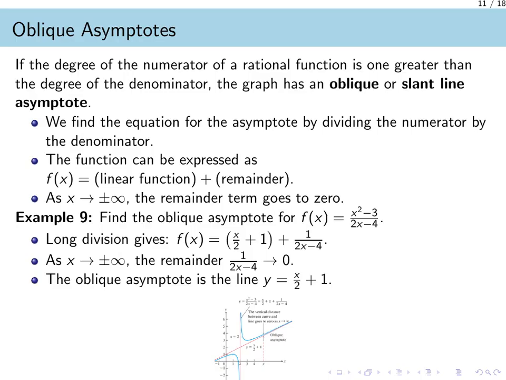For example, dividing x squared minus 3 by the quantity 2x minus 4 gives us a linear part of 1/2 x plus 1, and a remainder of 1 over the quantity 2x minus 4. Because this remainder disappears for large x values, the function's graph gets closer and closer to the line. Therefore, the oblique asymptote is the line y equals 1/2 x plus 1.